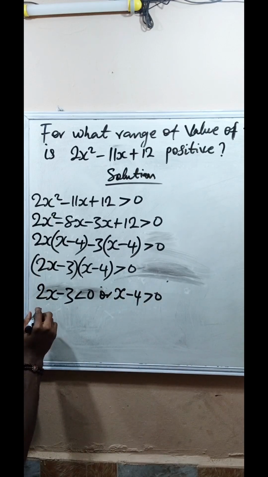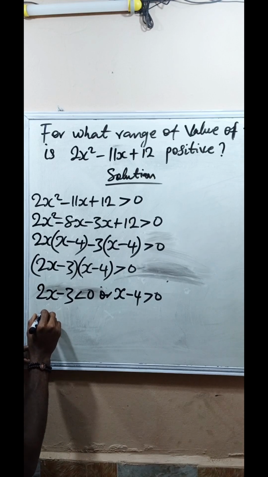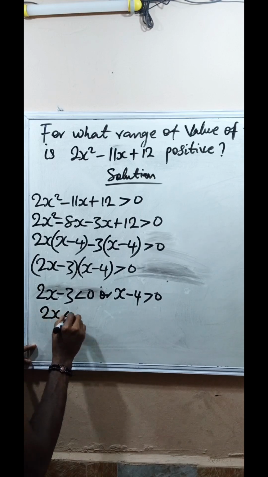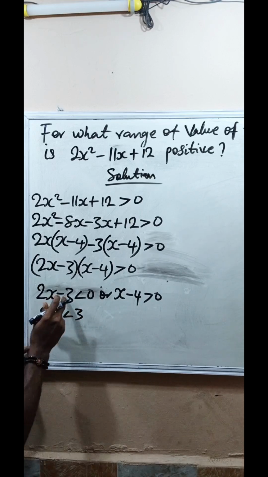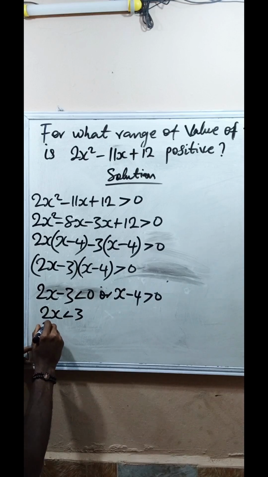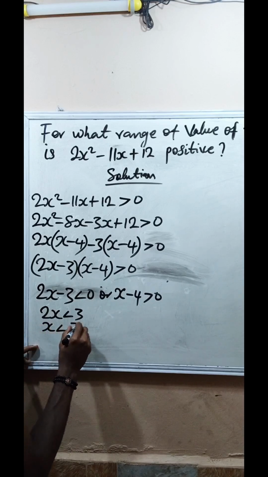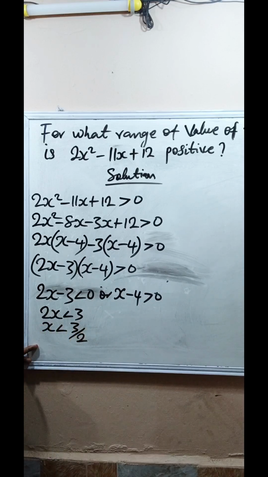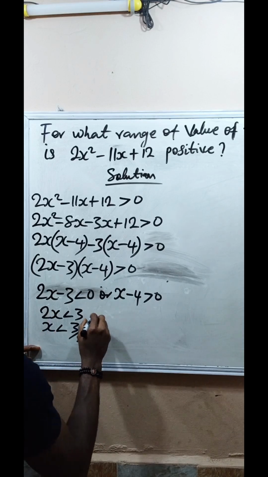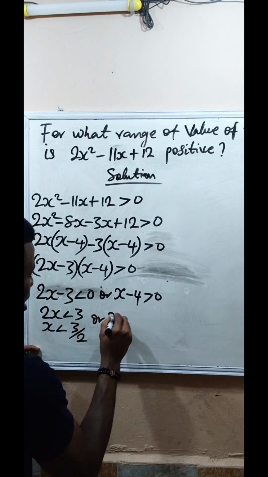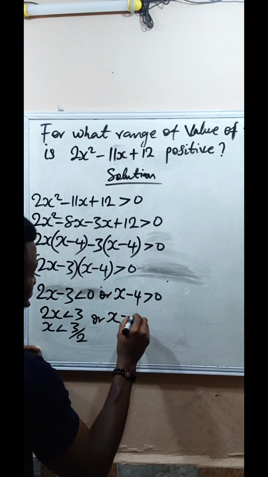So from here, we have that 2x is less than 3. Move this one to the other side, and then x is less than 3 over 2, or x is greater than 4.